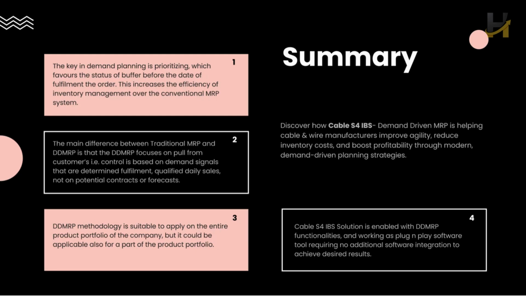Thirdly, demand-driven material requirement planning is suitable to be applied to the entire organization portfolio, or it can be applied to a part portfolio. It can be applied to raw materials. It can be applied to finished goods. It can be applied anywhere within the organization, as long as we understand the strategic positioning and how to buffer them.